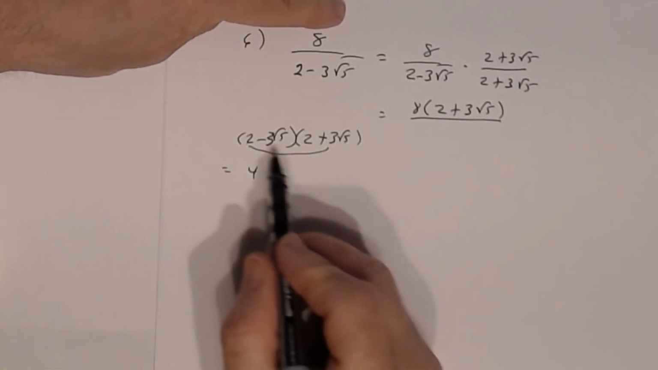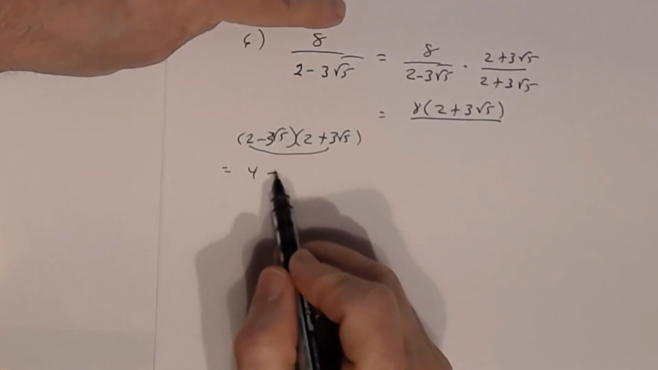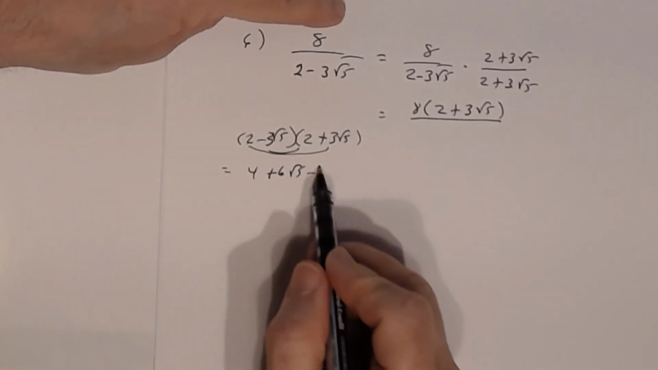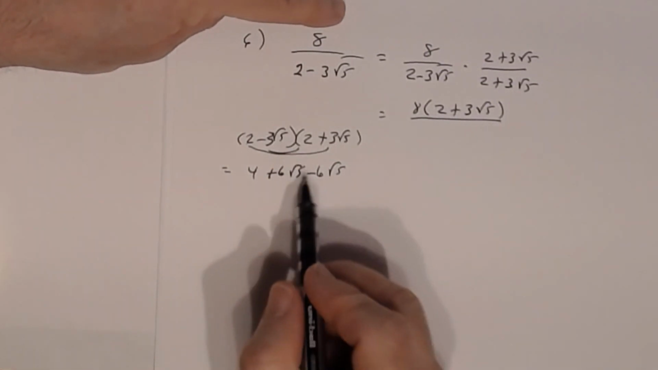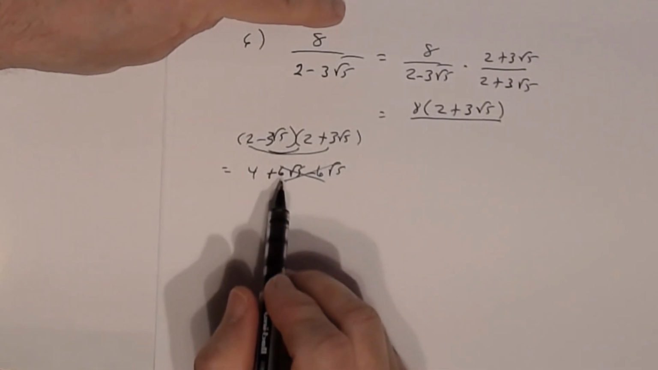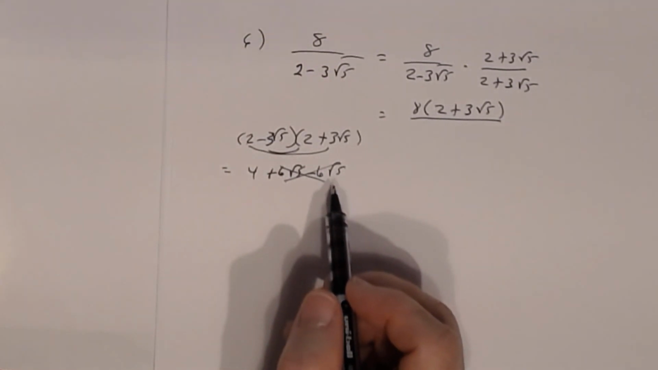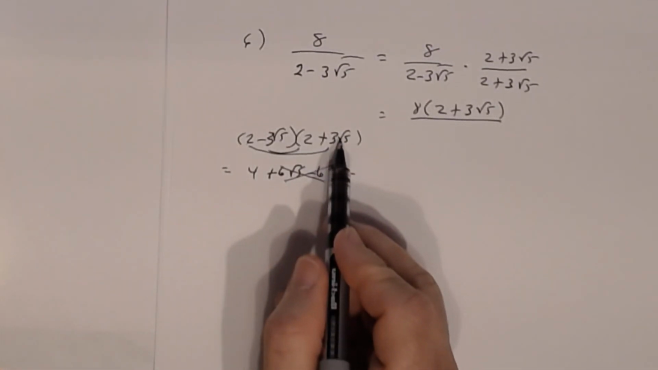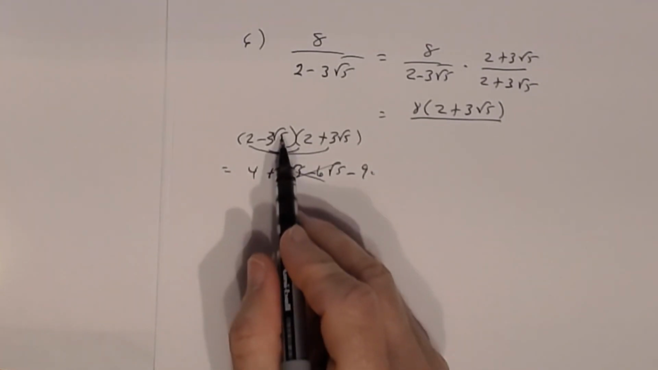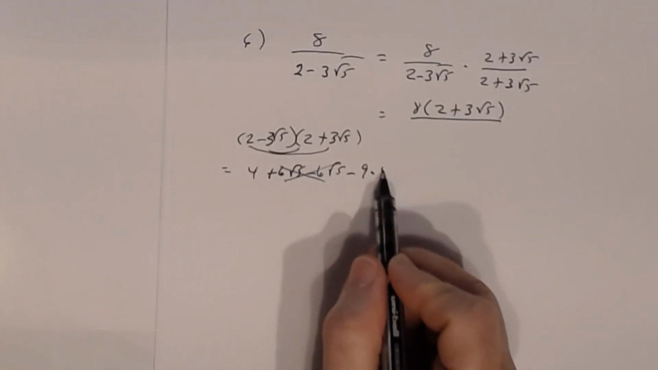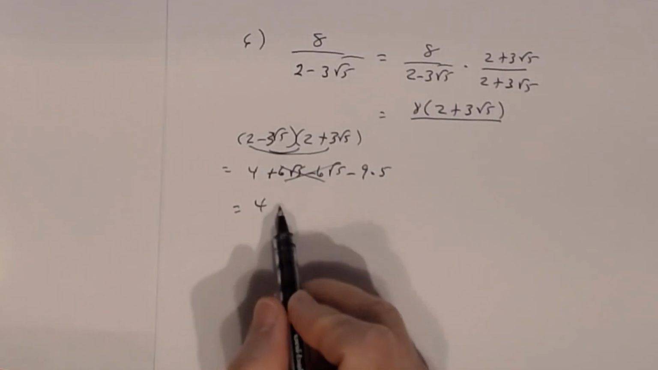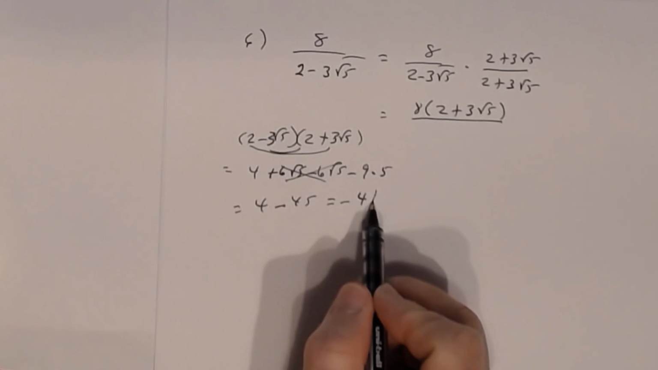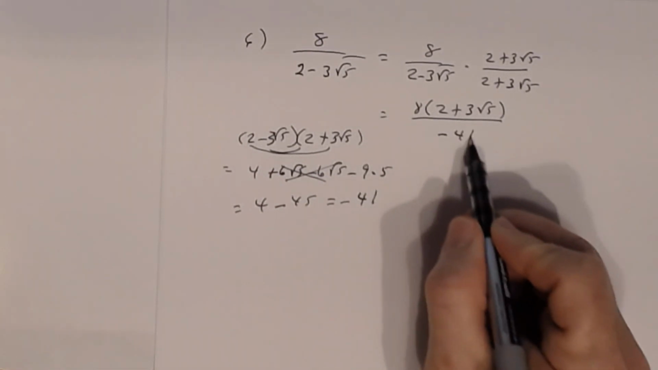The outer, 2 times 3 square root of 5 is 6 square root of 5. The inner, a negative 3 square root of 5 times 2 is a negative 6 square root of 5. Remember, these are conjugates, so the outer and the inner are going to cancel out, and they do. A positive 6 square root of 5 and a negative 6 square root of 5 is 0. And then the last, a negative times a positive is a negative. 3 times 3 is 9 times the square root of 5 times the square root of 5 is 5. So this becomes 4 minus, and then 9 times 5 is 45, so it becomes a negative 41. So that's your denominator, negative 41.